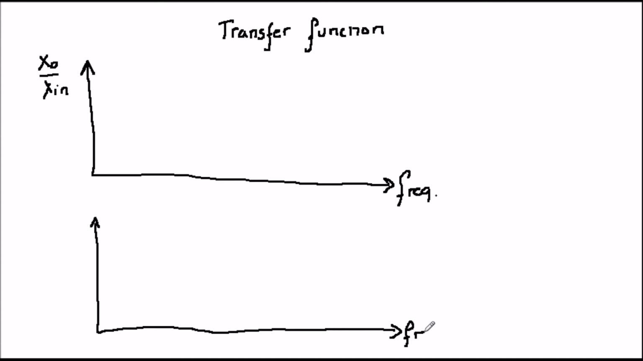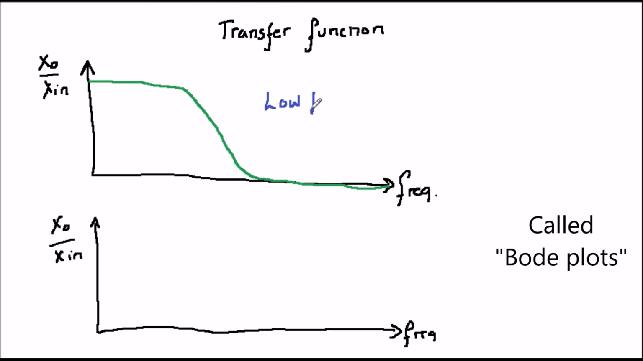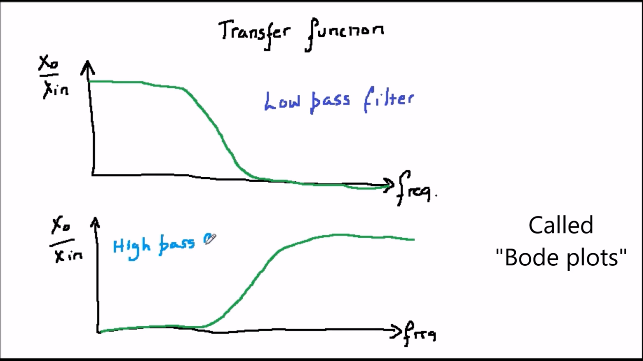In electronic systems, the output divided by the input often varies with frequency, as we've already seen in filters. And so we get plots as shown on the screen.